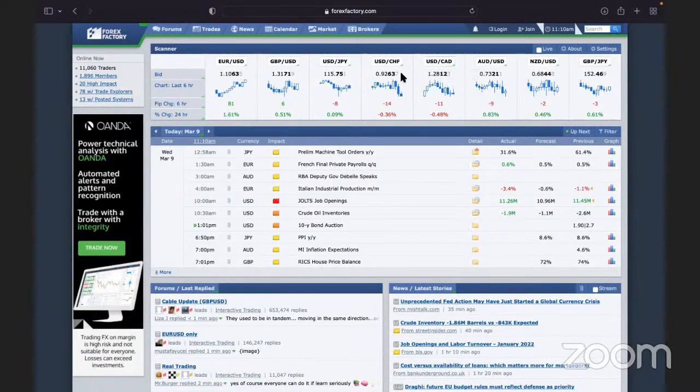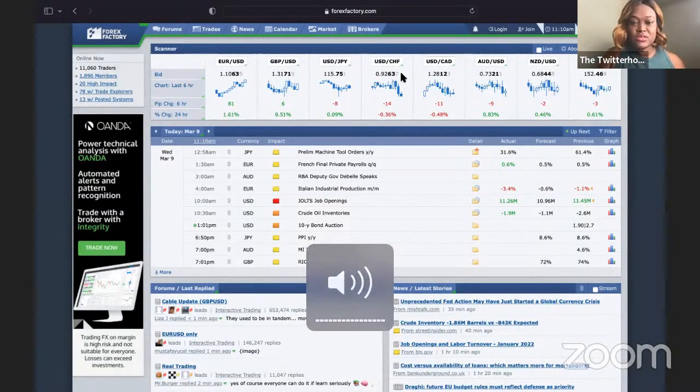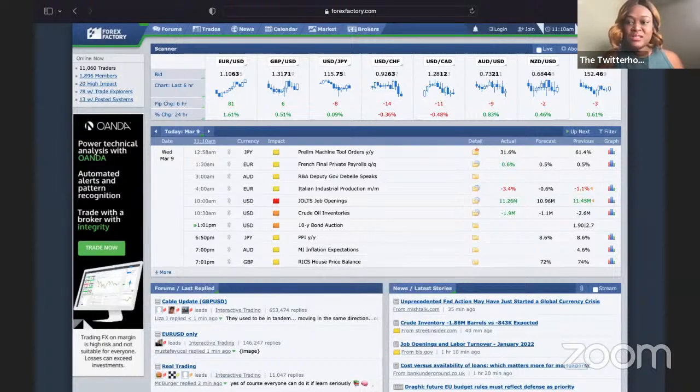So as I said, we check the news first. So Forex Factory is where we need to be. And the news is going to be represented in a series of folders with different colors. The yellow folder is low impact, orange folder is medium impact, and red folder is high impact.